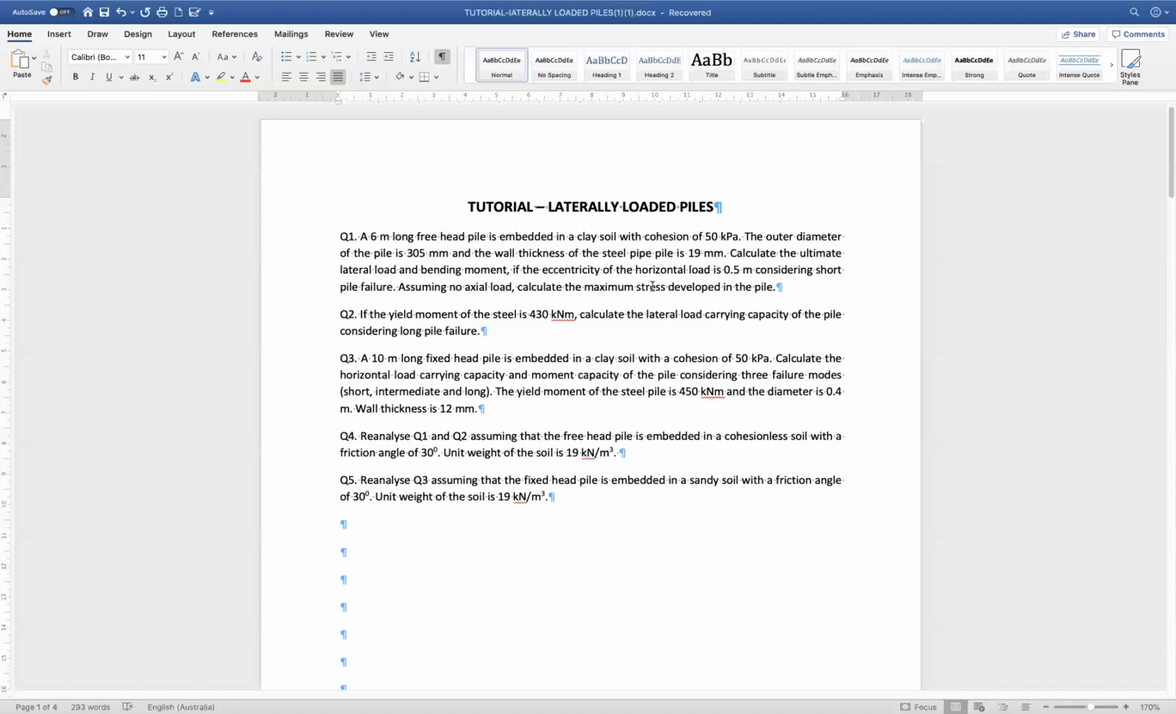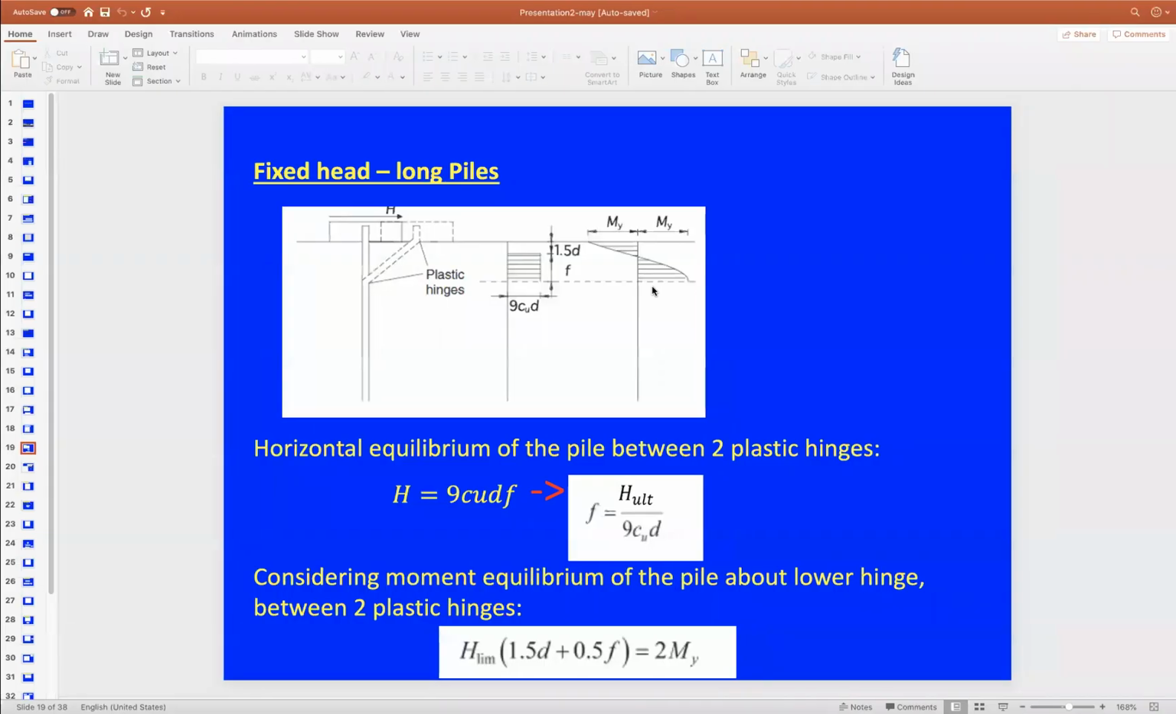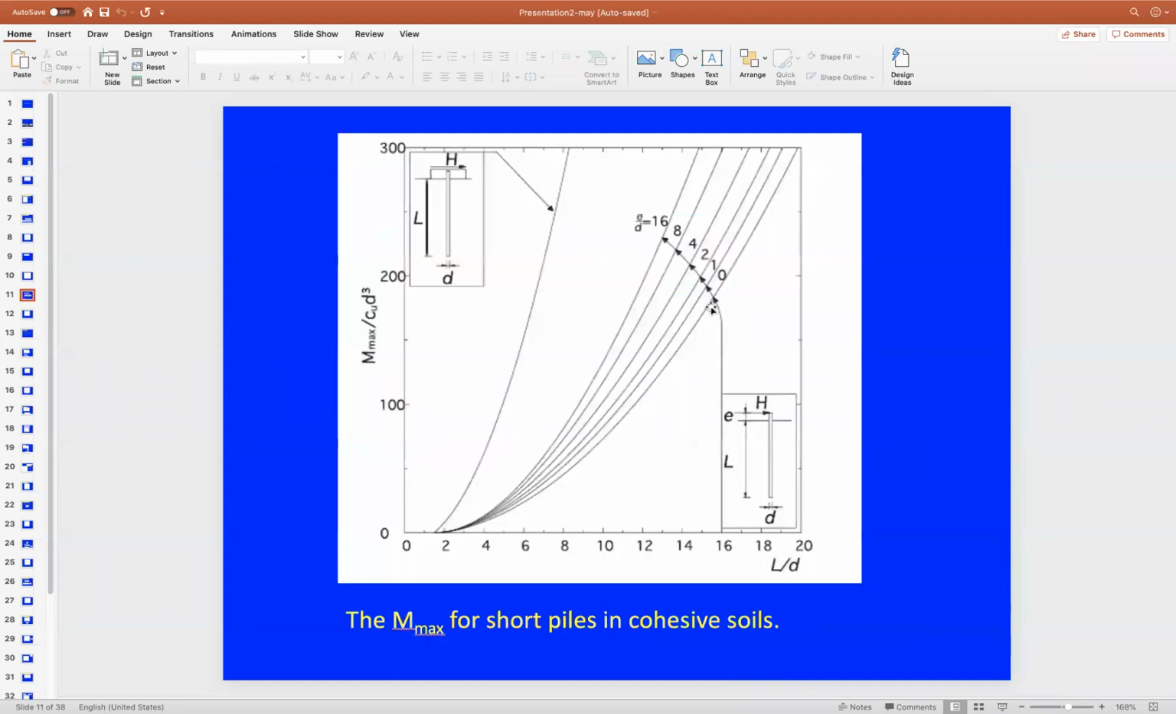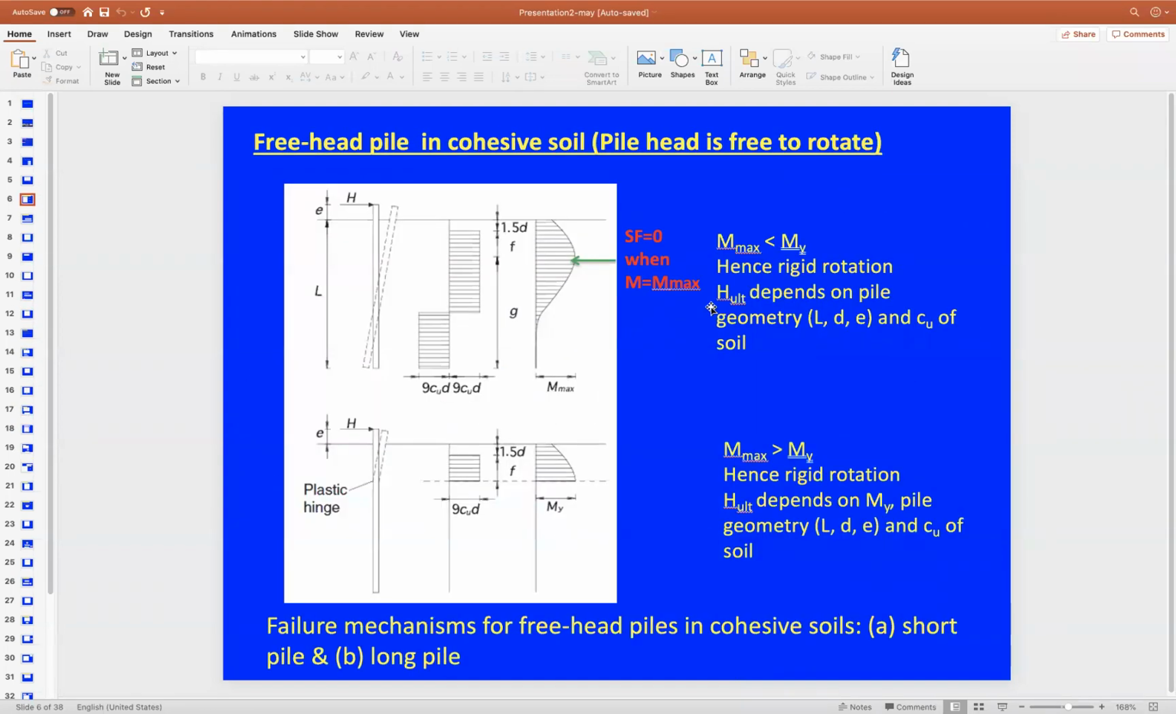Okay, so to solve this question, go back to your lecture notes. In the lecture notes, you have already derived all the necessary equations, but we're going to review this for a few minutes, just to make sure that you are following us in this tutorial. For the first scenario, we have a free head pile in cohesive soil, and the pile head is free to rotate. So we have here the short pile failure scenario.